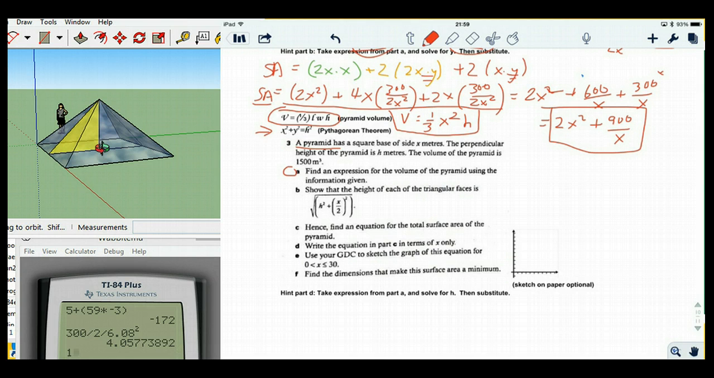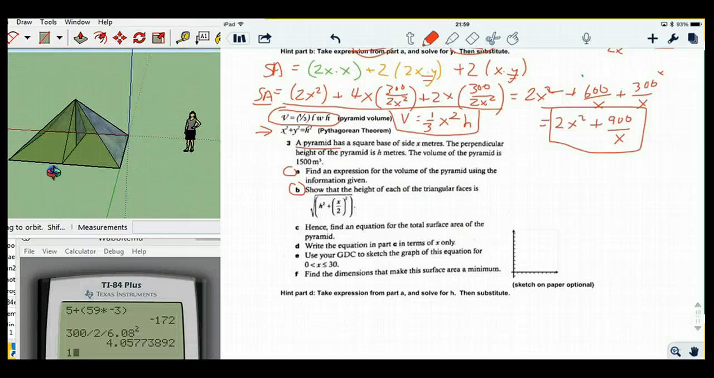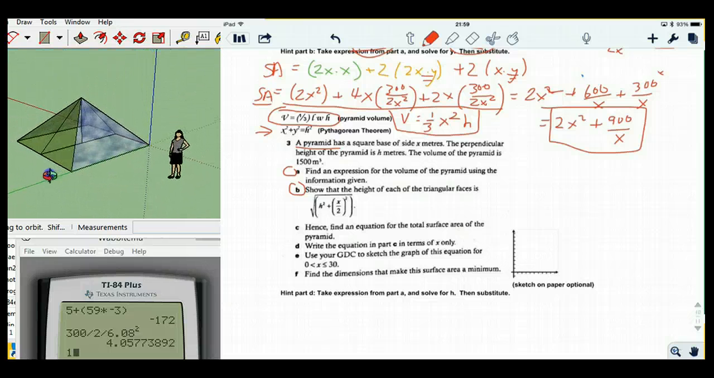Now it says, show that the height of each of the triangular faces is, and there's this complicated expression here. Okay, now when they say a triangular face, what they mean is one of these diagonal walls, and I colored this diagonal wall green for you to see what they mean by that. So do you see how this triangle is a triangular face of the pyramid? Okay, the green triangle.